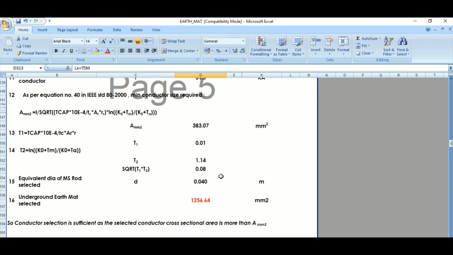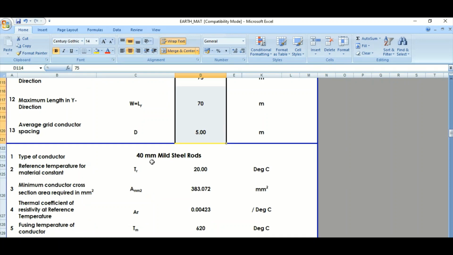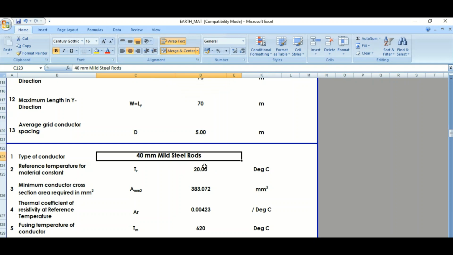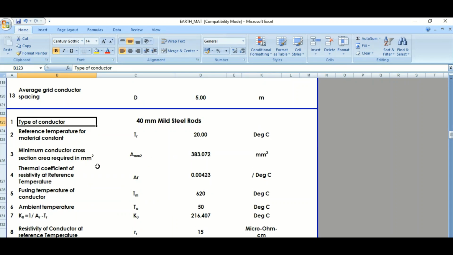Okay, so this is done. Now 40 mm rod, that means mild steel rod, is considered. This is the conductor type. Okay, minimum conductor cross sectional area required, so this will be calculated based on the IEEE equation I will show you. And thermal coefficient, also these are the material properties.